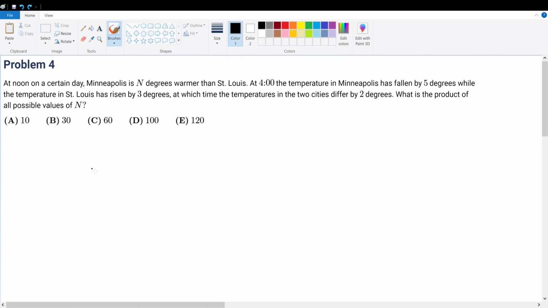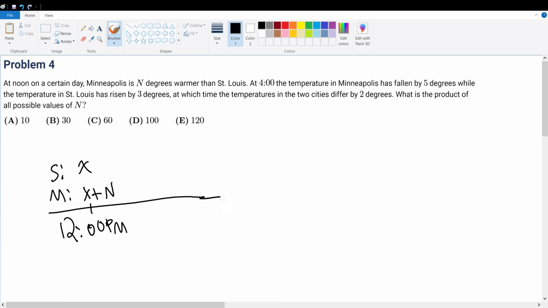So at noon on a certain day, so 12 o'clock noon, Minneapolis, let's call it M, is n degrees warmer than St. Louis. So if St. Louis was S, it'll be x degrees, and this will be x plus n. And if you go on to 4 o'clock, the temperature in Minneapolis has fallen by 5 degrees, so x plus n minus 5, while the temperature in St. Louis has risen by 3, so x plus 3.